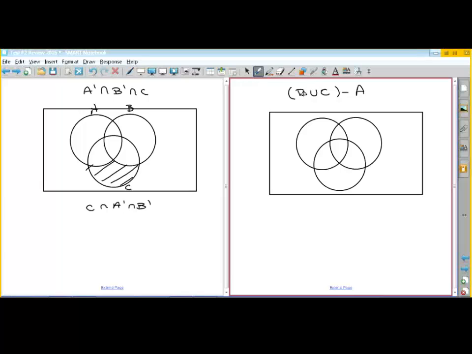And in this case, B union C. Well, what is B union C? So B is this, and C is that, and the union means you count both of them. Whereas the intersection would have been this area. The union is both circles. So that's the first thing. And then you subtract A, which means you erase the stuff that's in A. This also would be equivalent to B union C intersect the complement of A. So that would be another way of writing it.